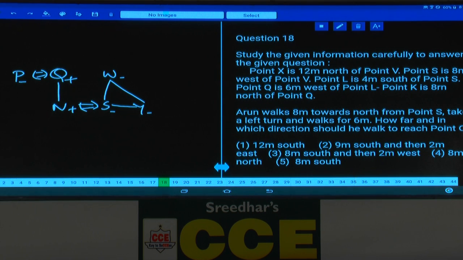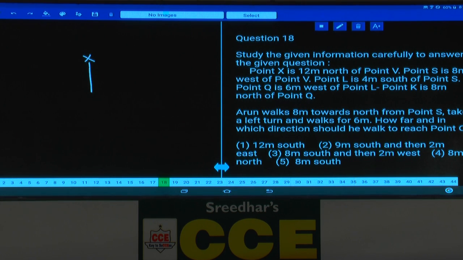Then 18 to 20. Now these three questions are based on directions. Point X is 12 meters to the north of point V. Now, X is here. How many meters? 12 meters. To the north of what? To the north of point V. S is 8 meters to the west of V. Now the distance between S and V is 8 meters.